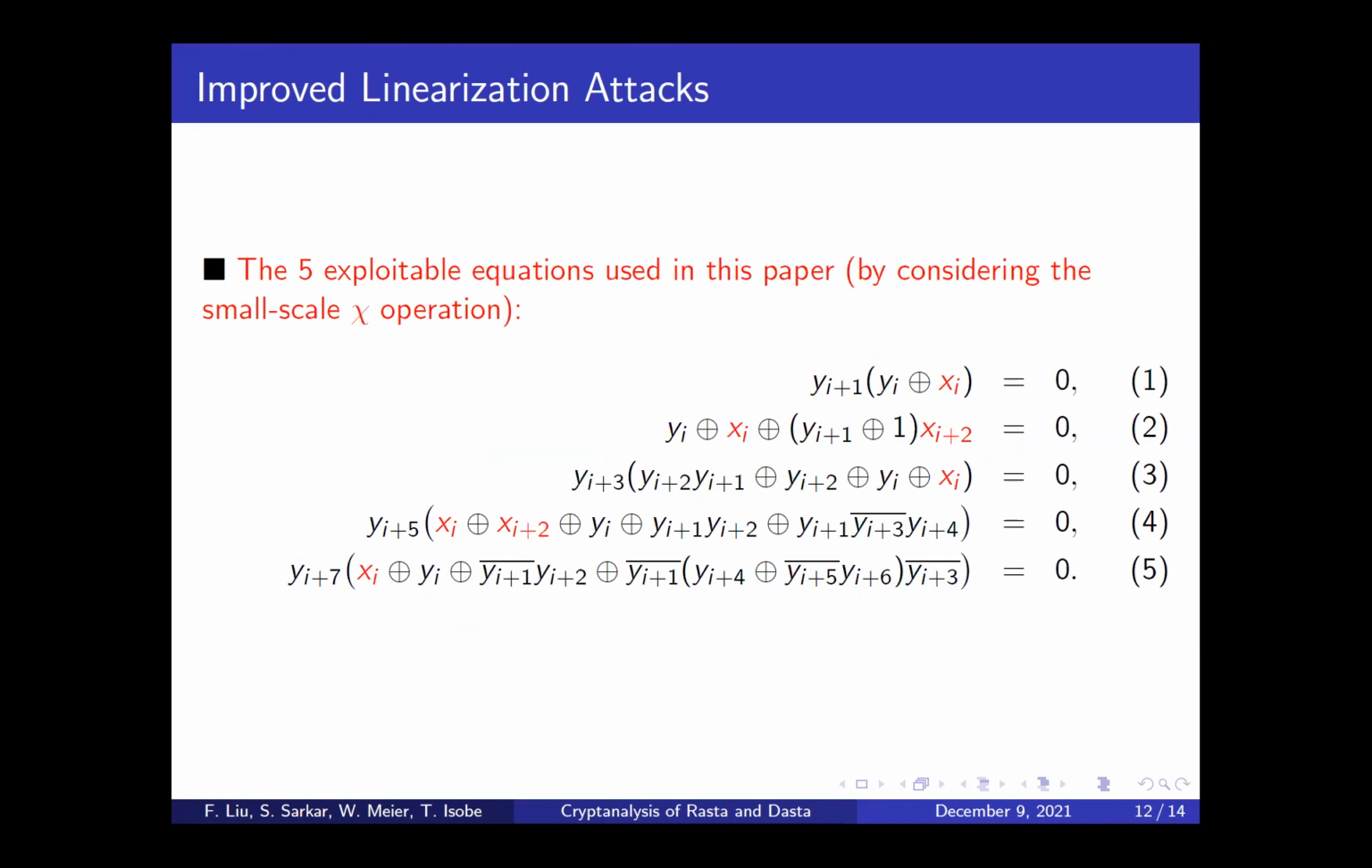And then we were motivated to consider whether we have more such equations. Then we did experiments on the small-scale collaboration to derive these equations and then tested whether they can also hold for the large-scale collaboration. In this way, we obtained these 5 equations. All of them can be used to construct a system of equations of degree 2^(r-1)+1. So all of them can be used to improve the linearization attacks.